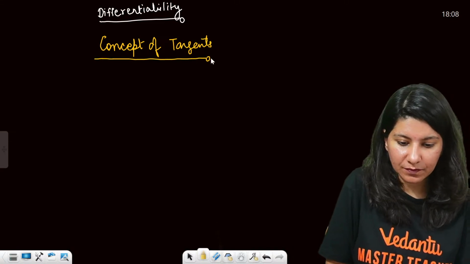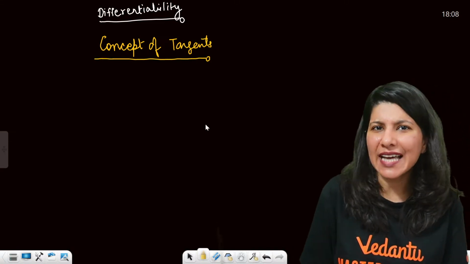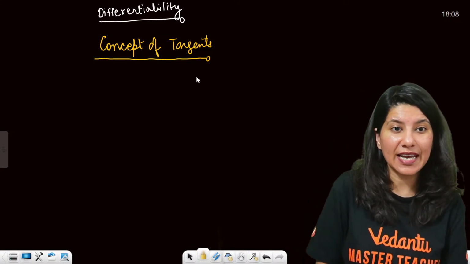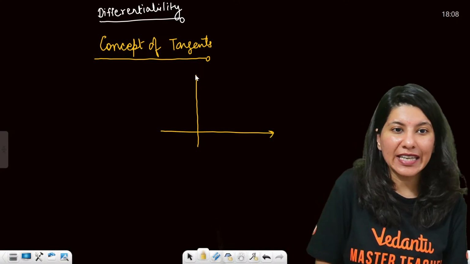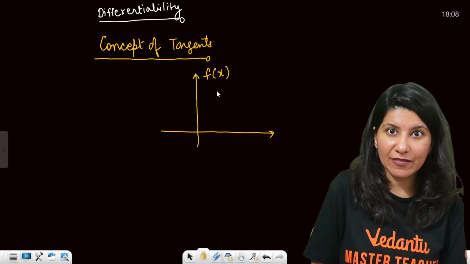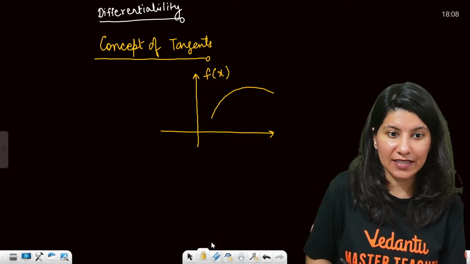Okay. All right. So what is a tangent? Can anybody tell me in the comment section? Can anybody think about it? What is a tangent? So if I have any graph, any curve, any function whose graph is like this, suppose the graph is like this, okay?